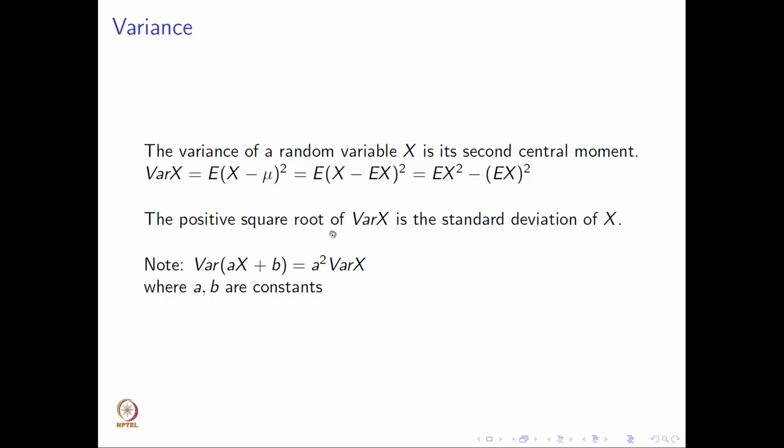The positive square root of the variance of x is the standard deviation of x. Note that when calculating variance, constants act differently compared to the linearity of expectation. This is a very useful relation to remember. Variance of ax plus b is equal to a square times the variance of x, where a and b are constants.